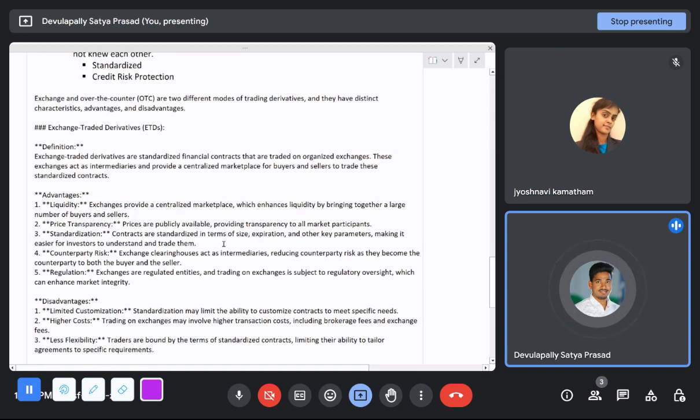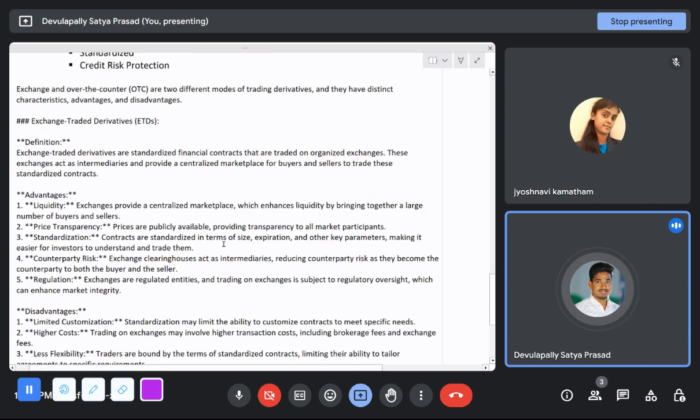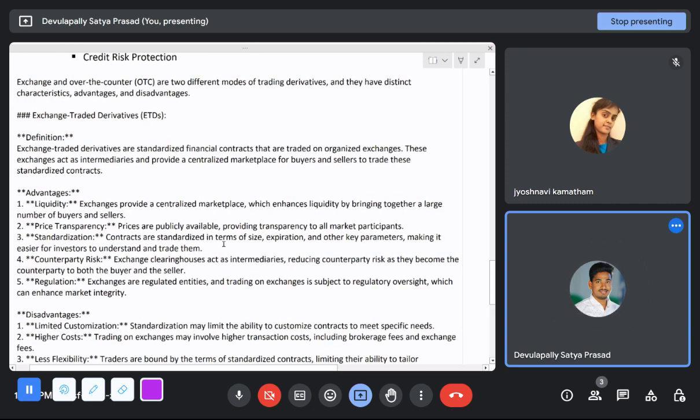So now I want to talk about what exchange traded and over the counter traded products in the derivatives market are. First, exchange traded derivatives. Exchange-traded derivatives are standardized financial contracts that are traded on organized exchanges like NSE and BSE, where the sellers and buyers need not know each other, and the exchange acts as a buyer to the seller and a seller to the buyer, as an intermediary between them.